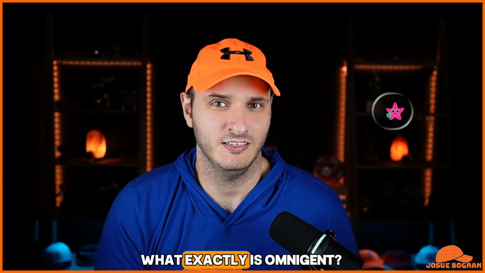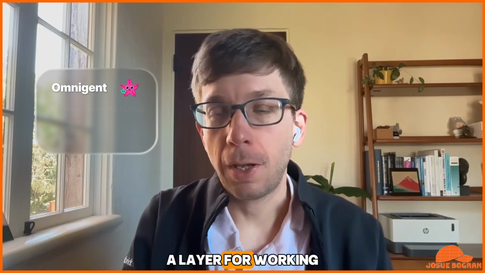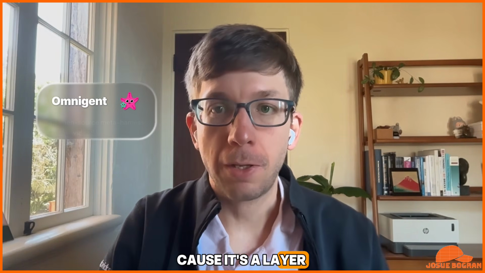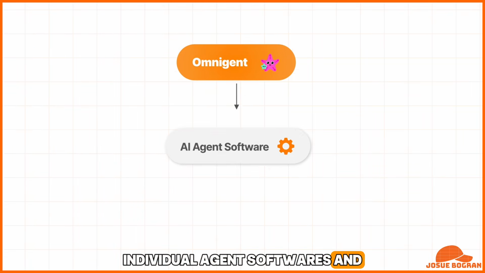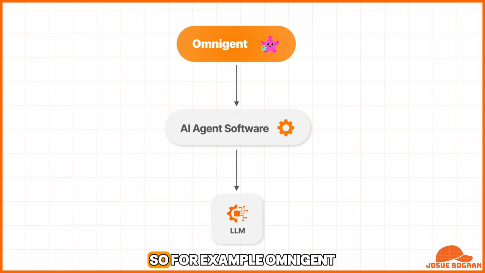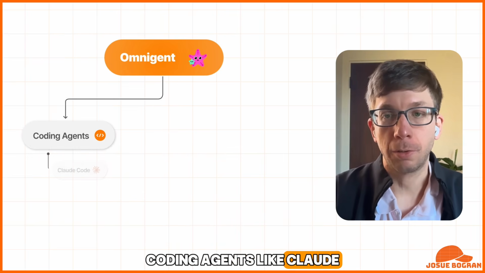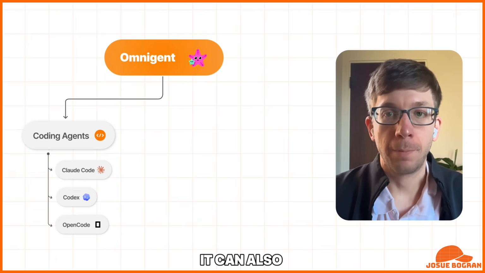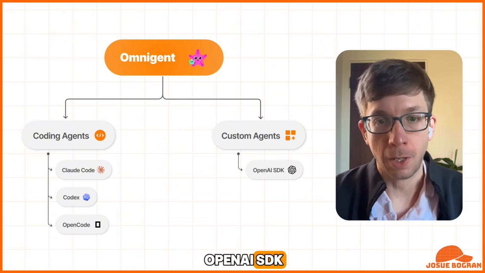What exactly is Omnigent? Yeah, so Omnigent is a layer for working with agents. We call it a meta harness because it's a layer above the individual agent software and the harnesses, which is basically the software to interact with an LLM. So, for example, Omnigent can run and manage coding agents like Claude Code and Codex and OpenCode. It can also run on top of custom agents you build with SDKs, such as OpenAI SDK.